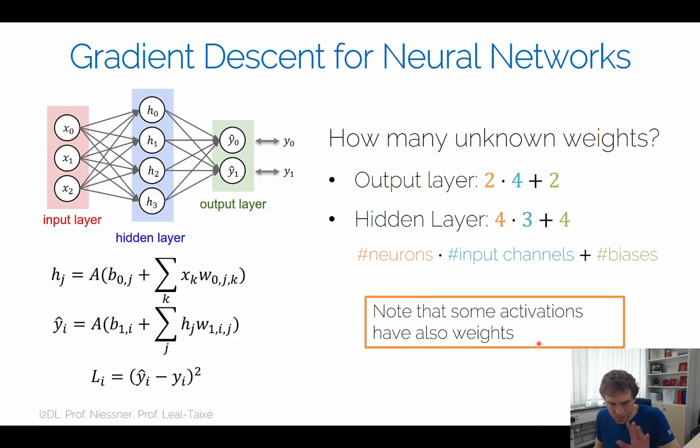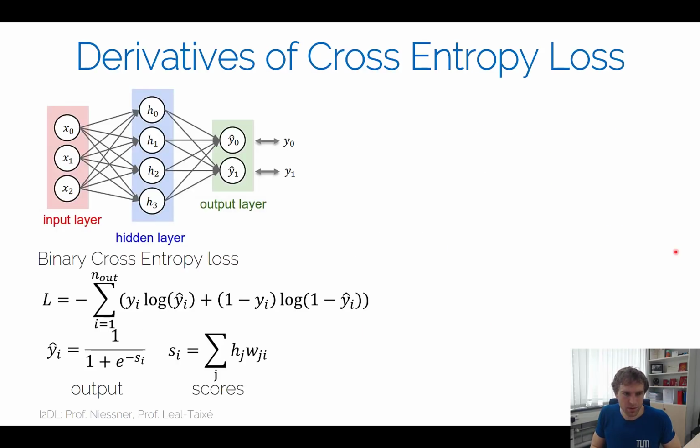Okay, I mentioned this already before. Some activations do have weights, but in practice, for now, we're not going to have them. So I'm just going to ignore it, and we will have only neurons and input channels that we have to consider, plus their respective biases. Very good. Okay, here's another example on the slides. I'm not going to go into that. I don't want to make the lecture video too long.